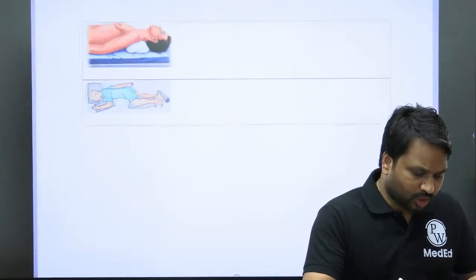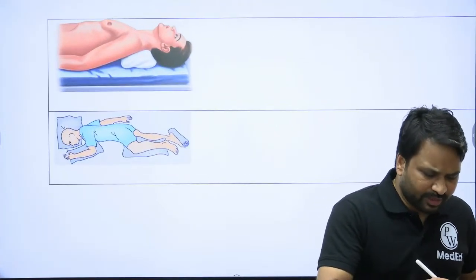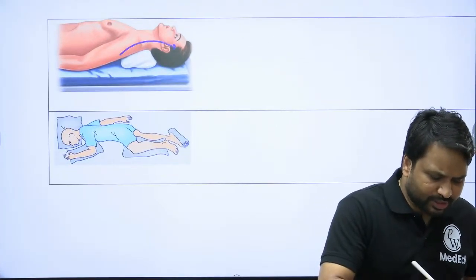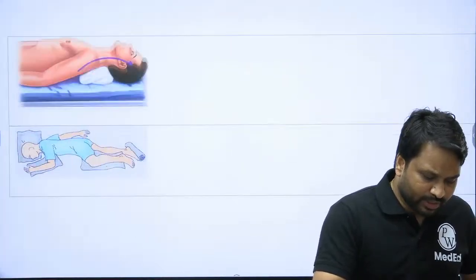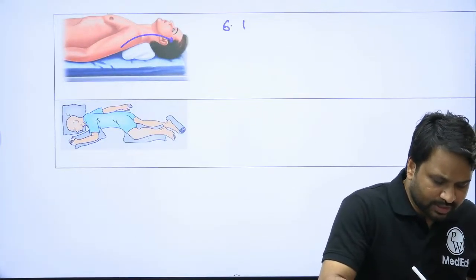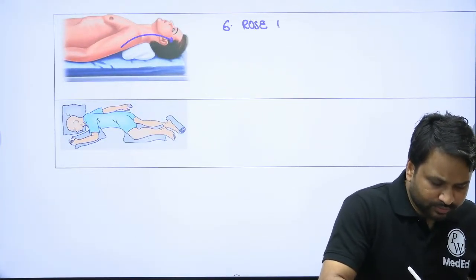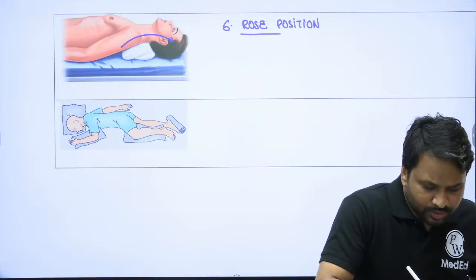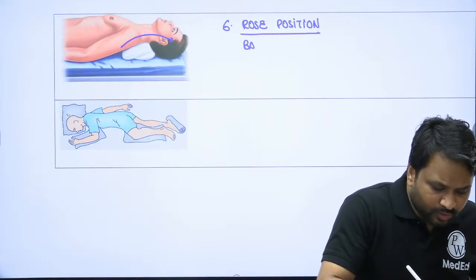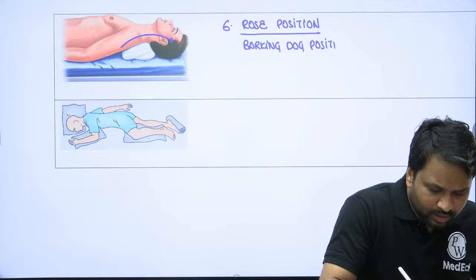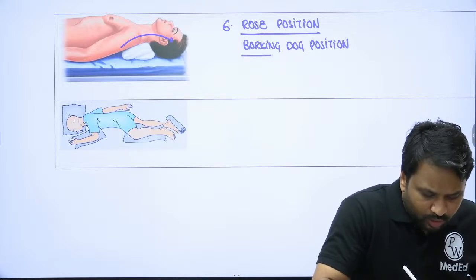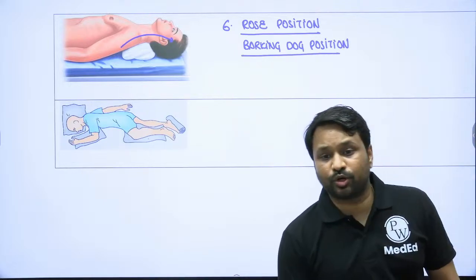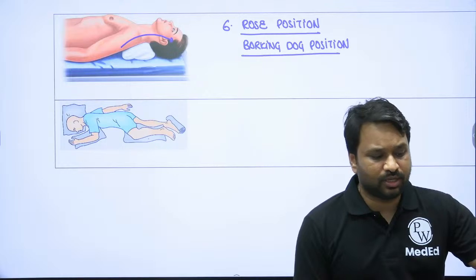There is a continuation of this. I hope everybody knows this very popular position, where you have hyperextension of the neck, used for thyroid surgeries. This is what we call the Rose position, also referred to as the barking dog position. Either you call it the Rose position or the barking dog position, it does not matter, right?